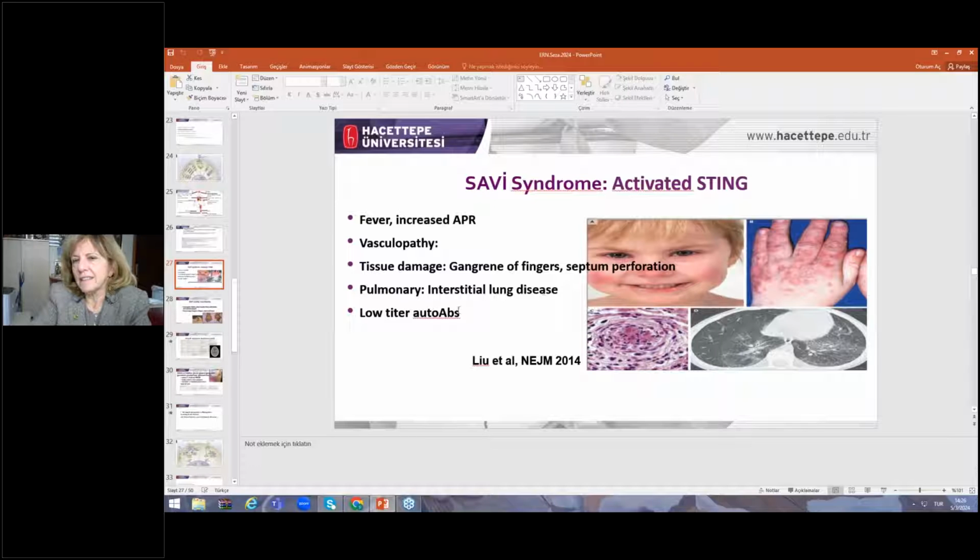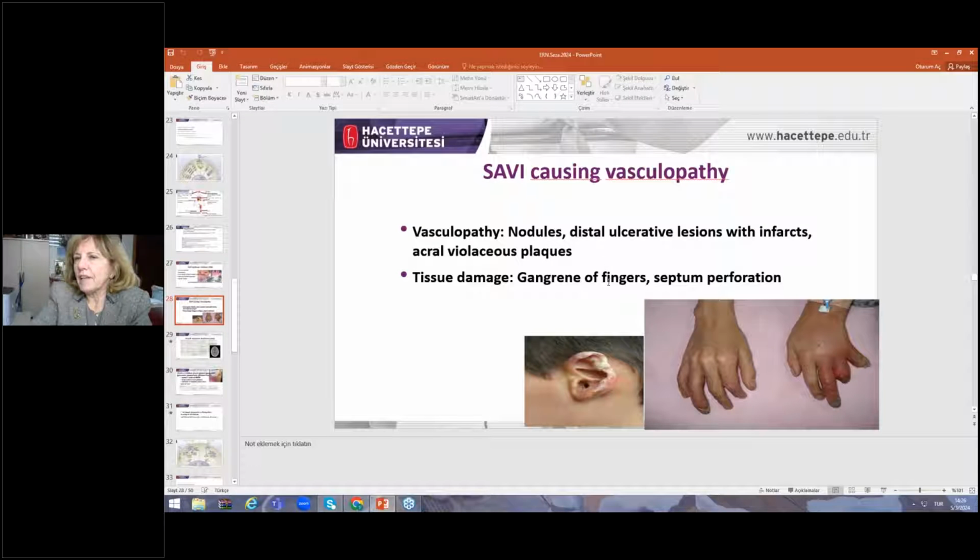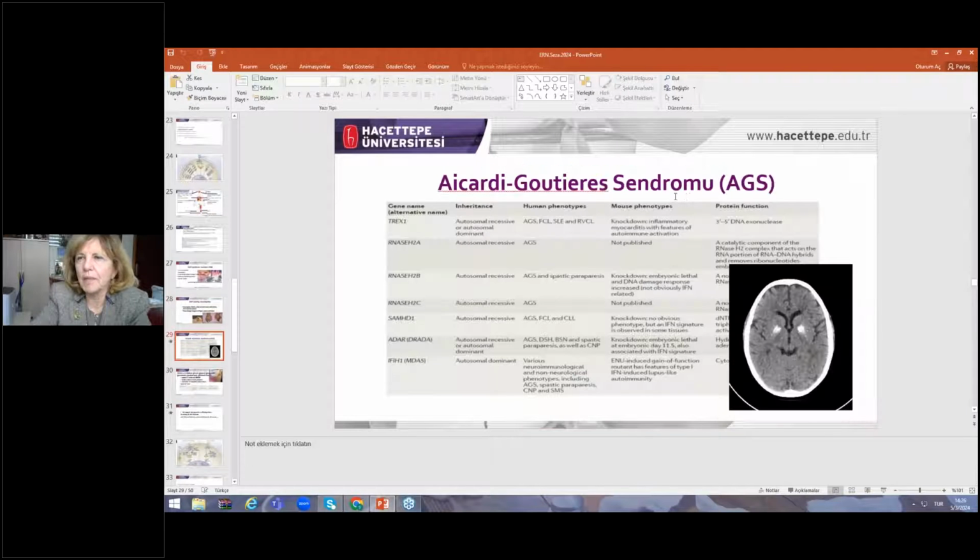The lung has interstitial lung disease, and you might have fluctuating autoantibodies. So the vasculopathy is quite distinctive, and I'll come back to this because it's now considered one of the monogenic vasculitis, and this tissue damage can be very severe, such as this patient we defined some years ago.